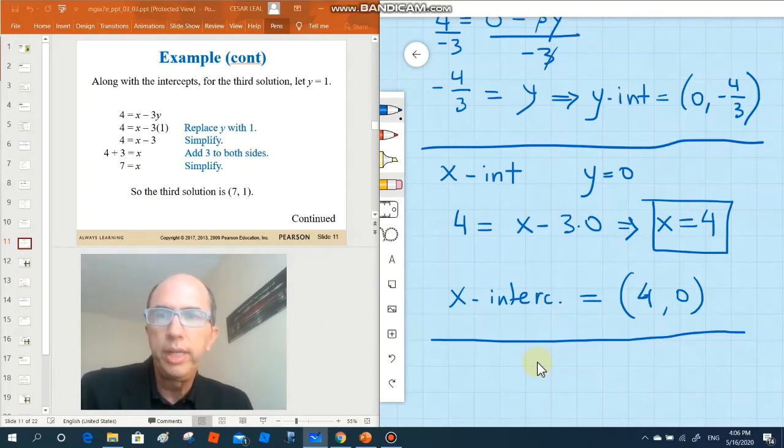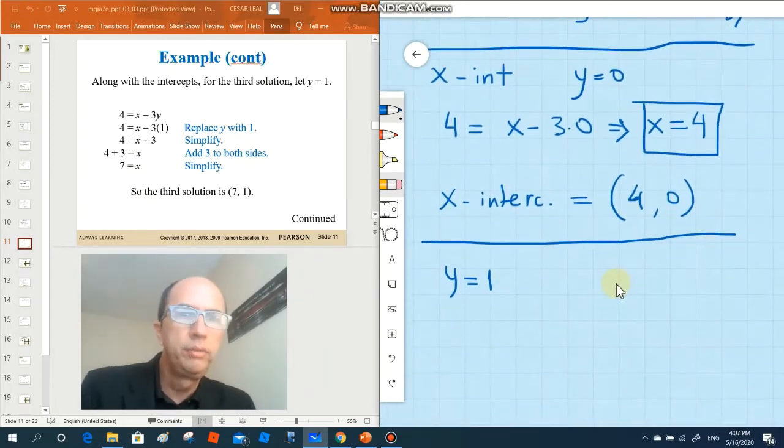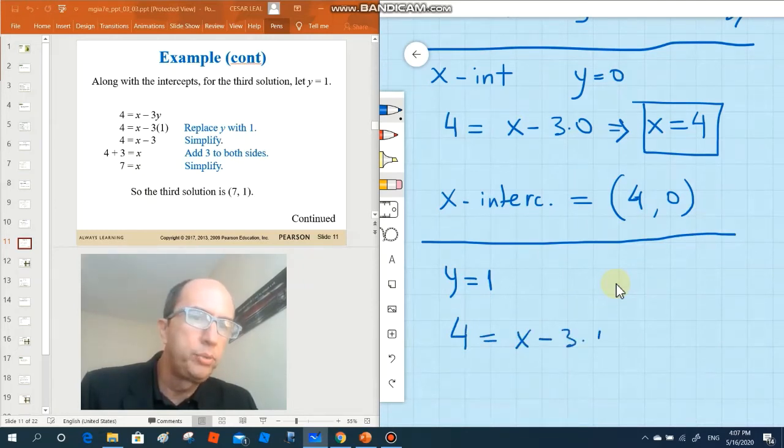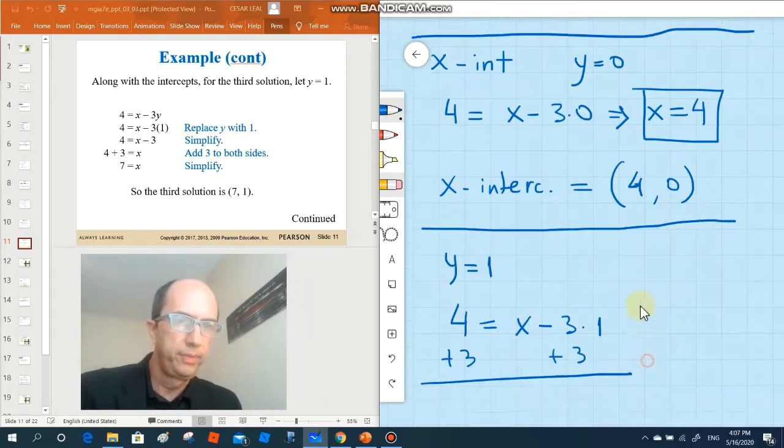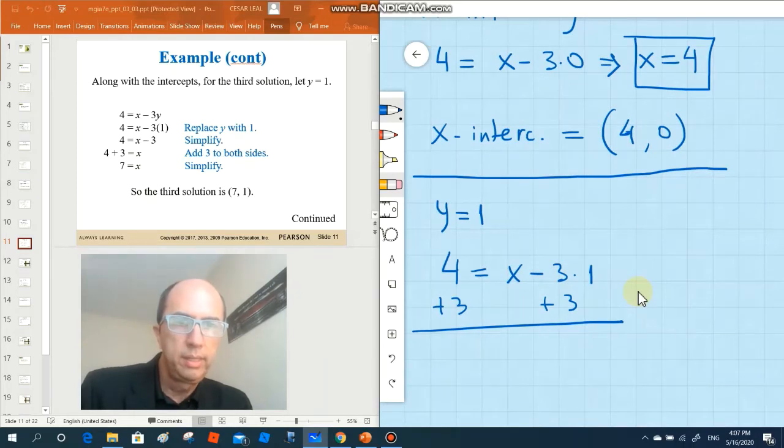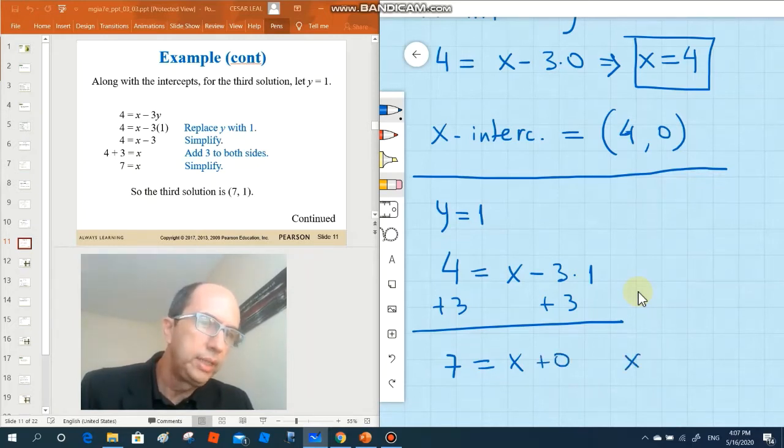So you're going to find another point here by letting y equals 1. And then we plug in on the function. That means 4 equals x minus 3 times 1. And in this situation here, we add 3 on both sides. Addition property. Right? And 4 plus 3, 7. X. -3 plus 3, 0. So x equals 7.